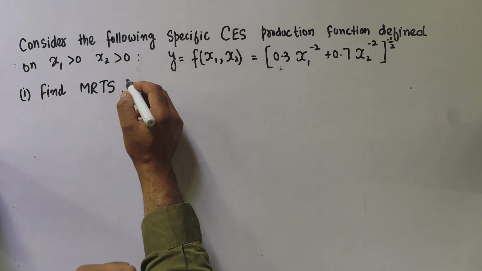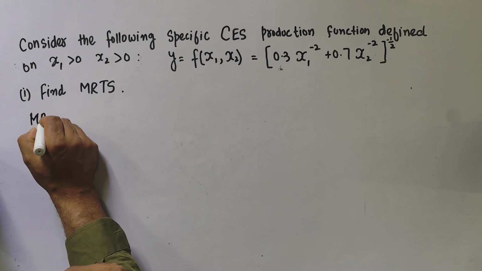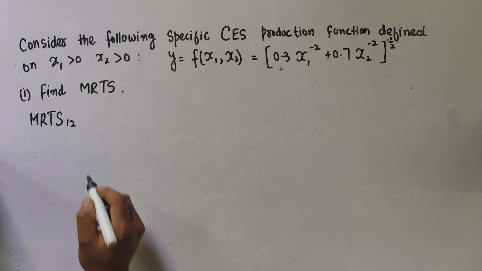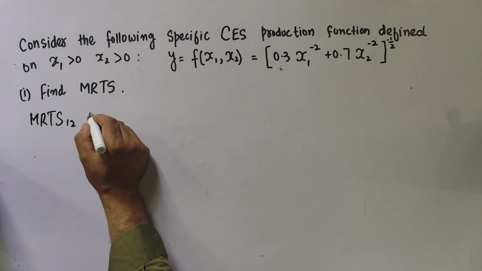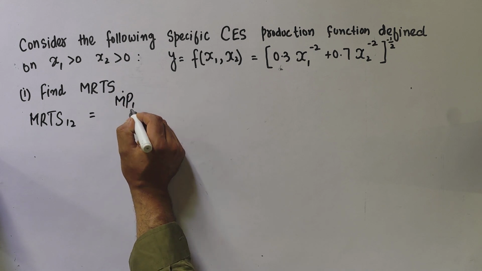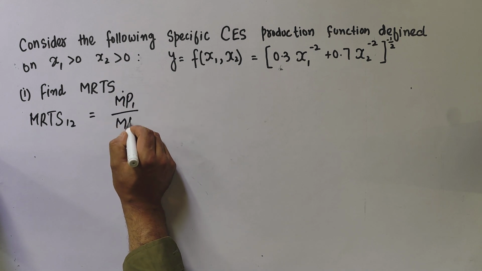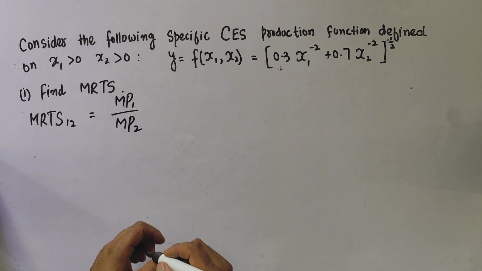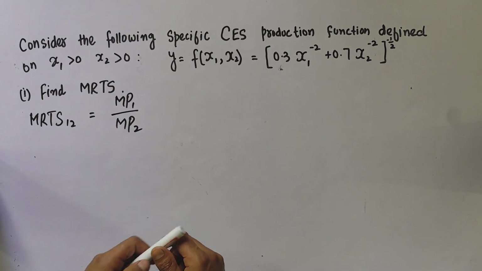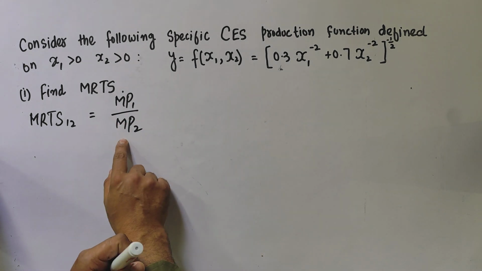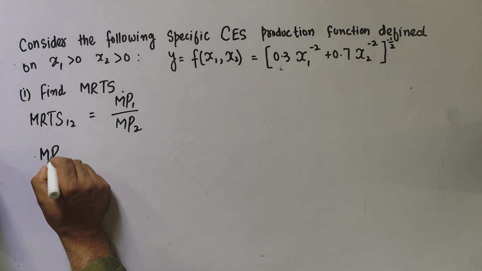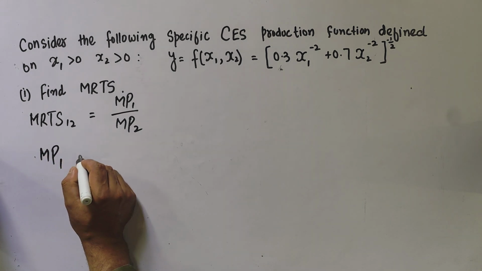Mathematically, the marginal rate of technical substitution between x1 and x2, with subscript 1 2, is simply the ratio of the marginal product of input 1 and the marginal product of input 2. That means we need to find the marginal product of input x1 and the marginal product of input x2. So let's find the marginal product for input 1, MP1.